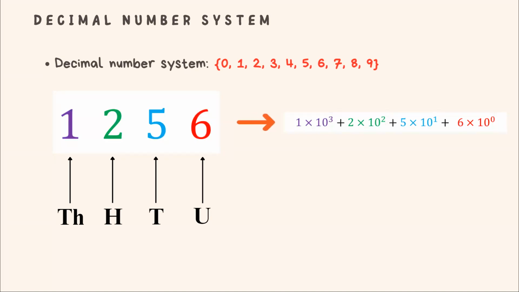Plus, then you have this 5 here, the 10th digit. You write it down as 5 times 10 to the power 1. And then you have the unit digit, 6. You write it down as 6 into 10 to the power 0.